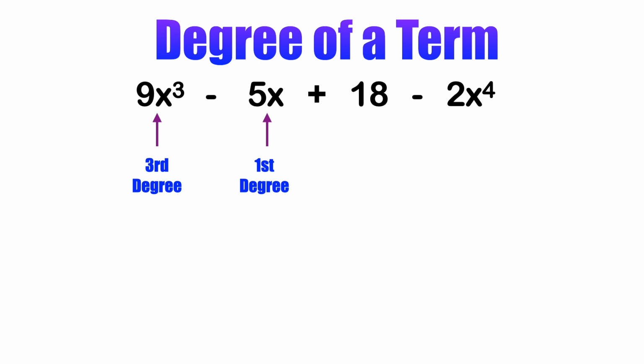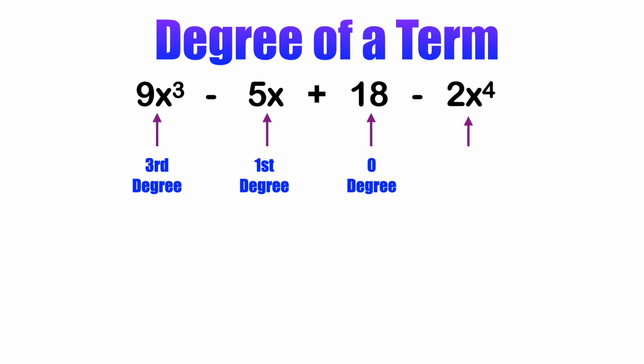Yung positive 18, wala kang makitang variable, di ba? Wala siyang kadikit na variable. Meron yan, invisible lang. Ang kadikit niyang variable ay x to the 0 power. The value of x to the 0 power, unless na ang x ay 0, is 1. So, 1 times 18 is 18. So, yan ay nasa 0 degree.